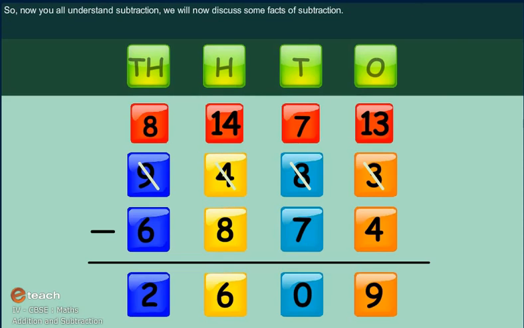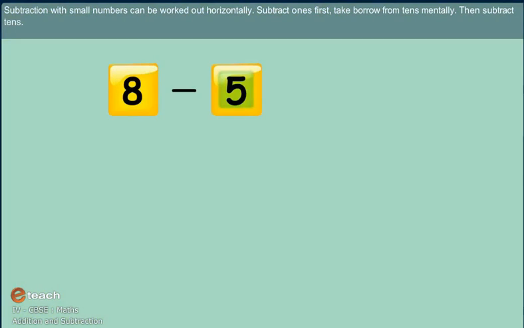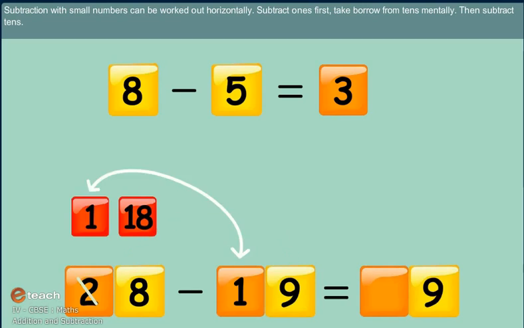So you all understand about subtraction. Now we will discuss the facts of subtraction. Subtraction with small numbers can be worked out horizontally. Subtract ones first. Take a borrow from the tens mentally.